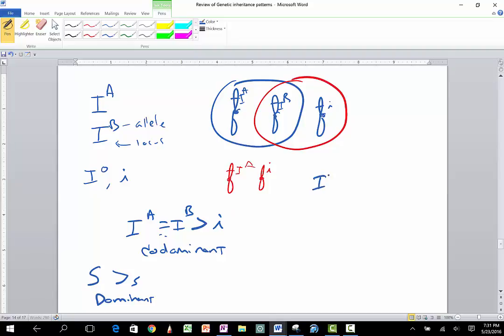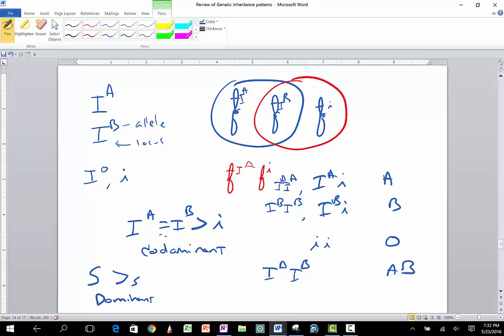So if you have IA, I, you're type A. If you have IB, little I, you're type B. If you have little I, little I, you're type O. So to put it all together, these are your different types of genotypes. Those give you A, this gives you O, and then if you get this, it gives you AB. So knowing that, you can do all kinds of crosses.